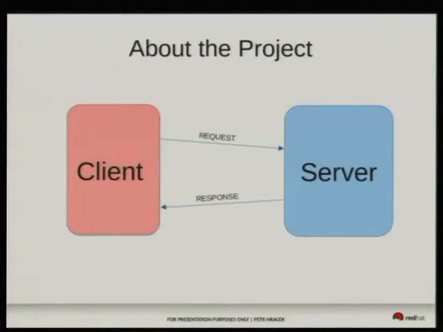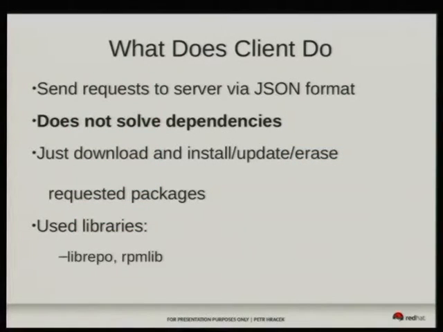Something about a client. If you want to use it, you should know this. Client sending only request to server. For sending request, we are using JSON structure in communication. Client does not solve any dependencies, and this is the most important thing on this project. Client is here just for the download, install, update, or erase packages. For downloading, we are using librepo library. For installing, updating, and erasing, we are using rpmlib library.